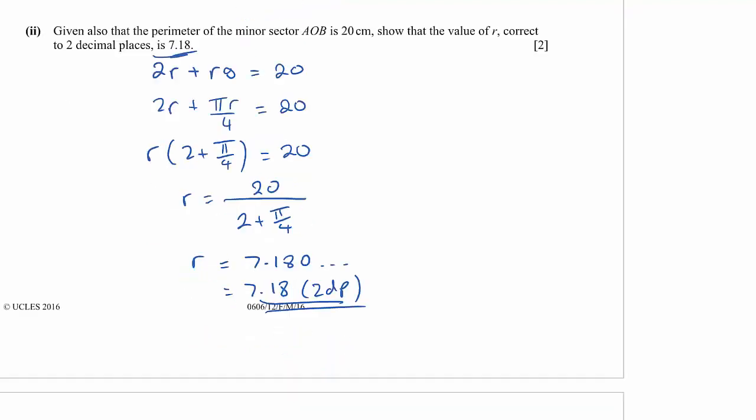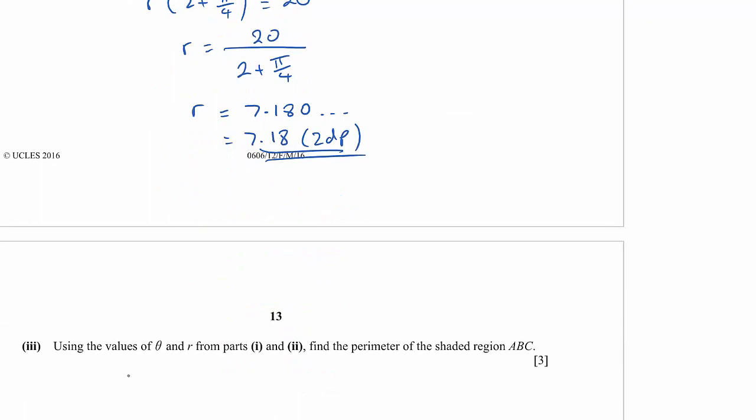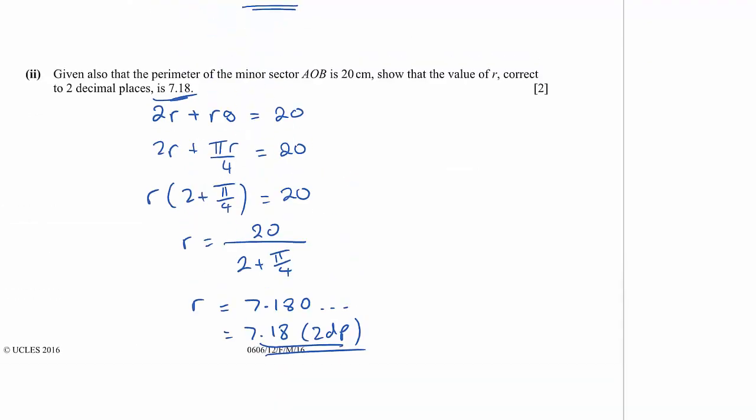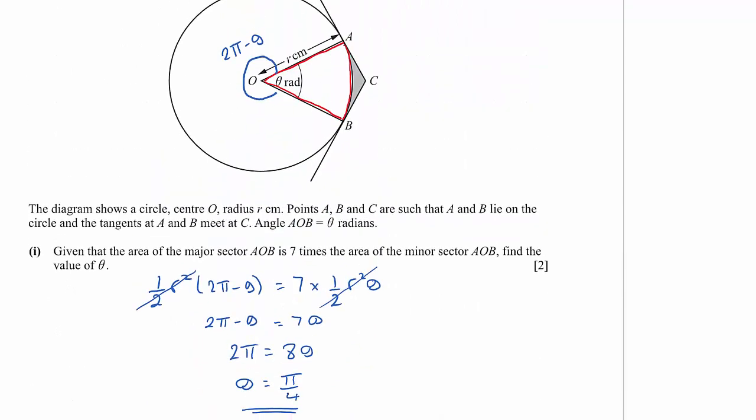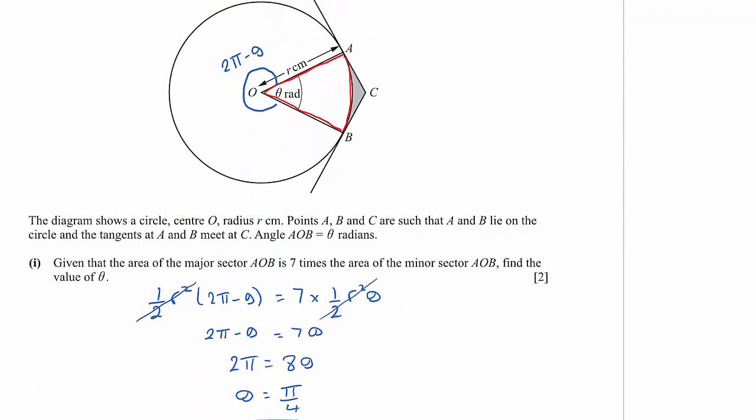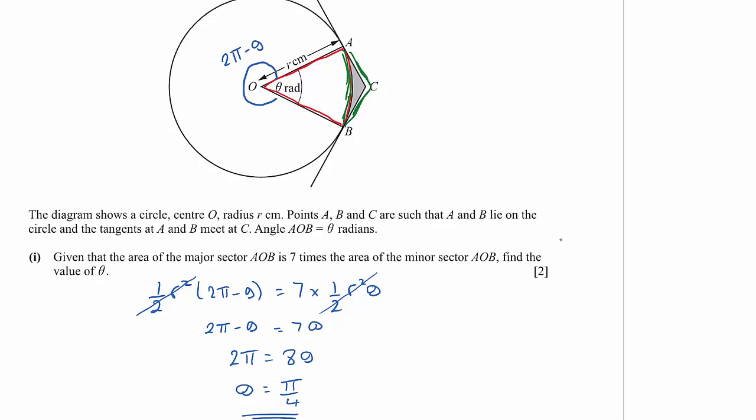So moving on with the question, the next thing says, using the values of theta and r from parts 1 and 2, find the perimeter of the shaded region ABC. Well, let's have a look at that shaded region. So that region is made up of the arc AB and then the straight line sections AC and AB, and we'll come back and look at those in a moment.